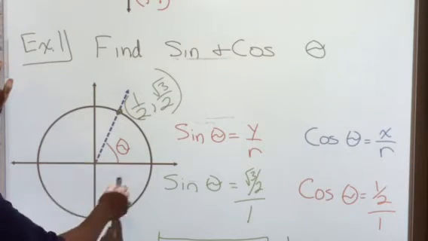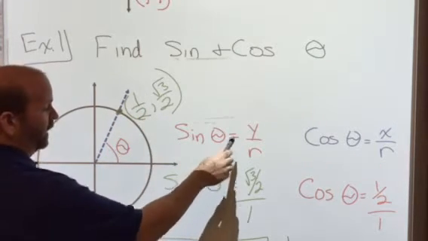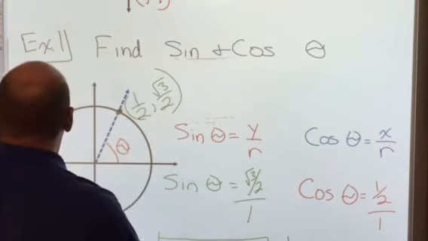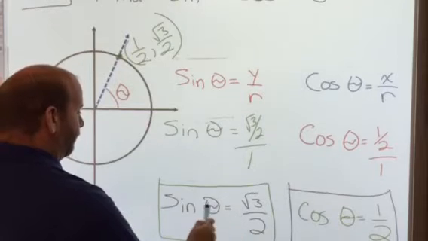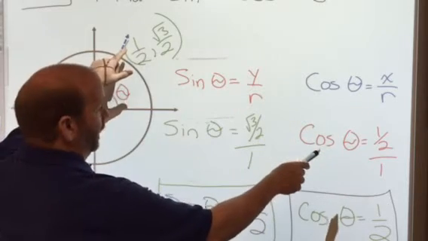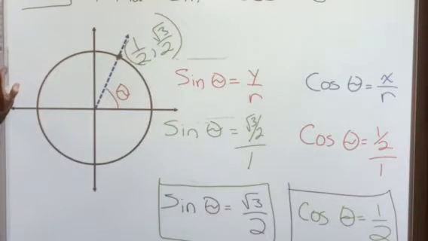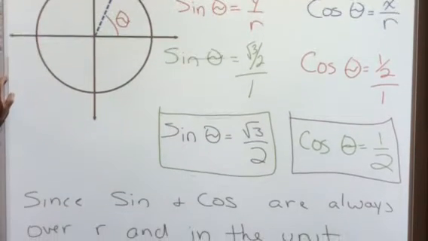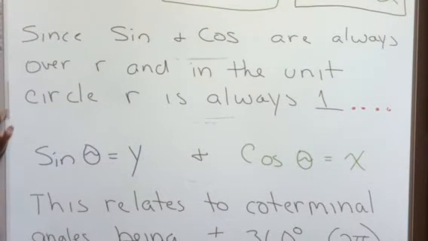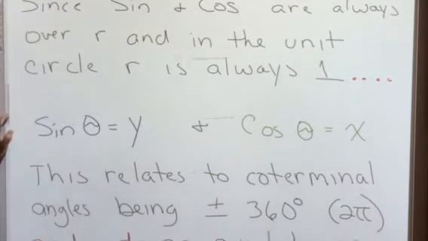Okay, so if this is the unit circle, and this is theta, and this is the point on the outside of the circle, and there are the coordinates, sine is y over r, so the y coordinate of radical 3 over 2, with r always 1, gives you a sine of theta of the root of 3 over 2. For cosine, it's x over r, so the x coordinate is 1/2, r is 1, so the cosine of theta is 1/2. Okay, that's pretty simple and basic. Since sine and cosine are always over r, and in the unit circle r is always 1, sine of theta will always be y, and cosine of theta will always be x.